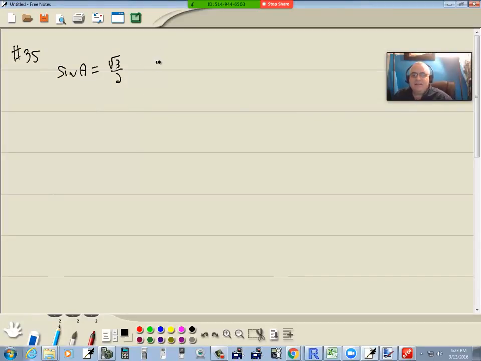Now remember, sine is equal to our y part. Now you might be wondering, well, I thought you said it was y over r. Well, when they give you that this is equal to the square root of 3 over 2, this is one we readily spot as being on a unit circle, which makes it a simpler problem.